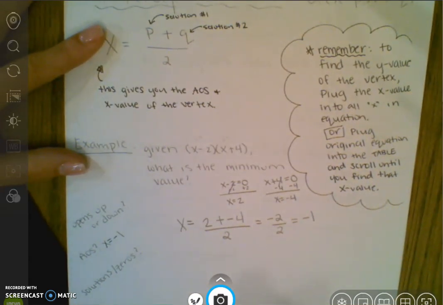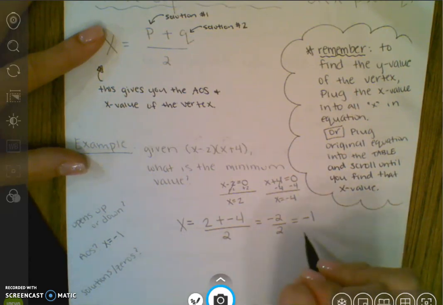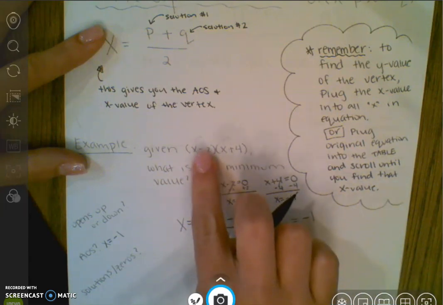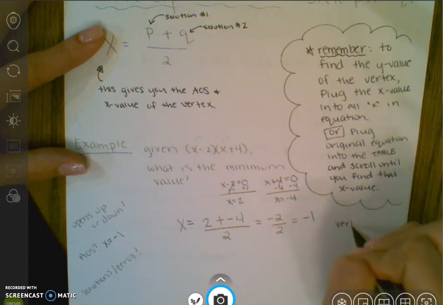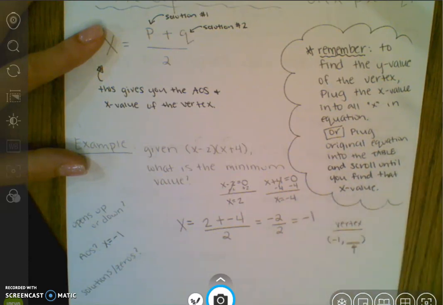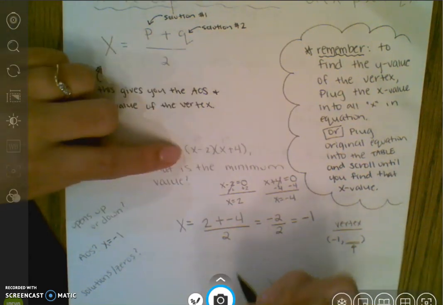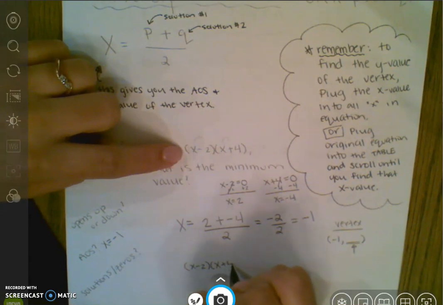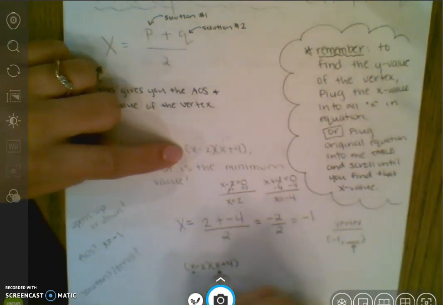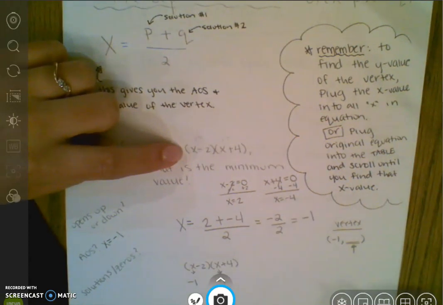Okay, but I want to know the minimum value. So that is what we just did on the other one. So I have my x, and I need to plug it into all the x's on here to find the rest of my vertex. So I want to put a little note on the side. So I have my vertex. I know it's -1 comma something. This something right here is what I'm looking for. So I'm going to take my original equation. However, instead of the x's, I'm plugging in -1. Ooh, let me scroll up a little bit.